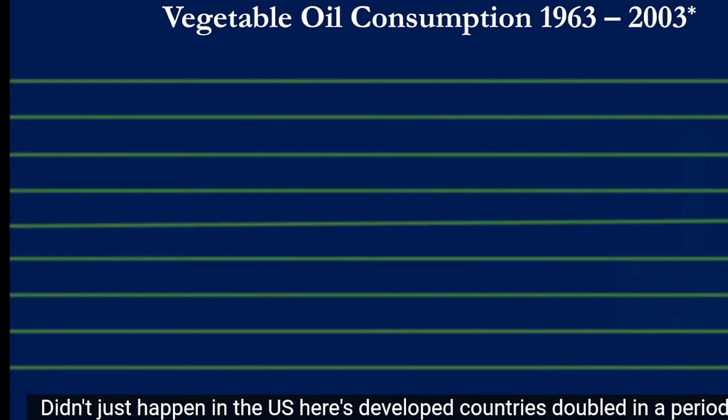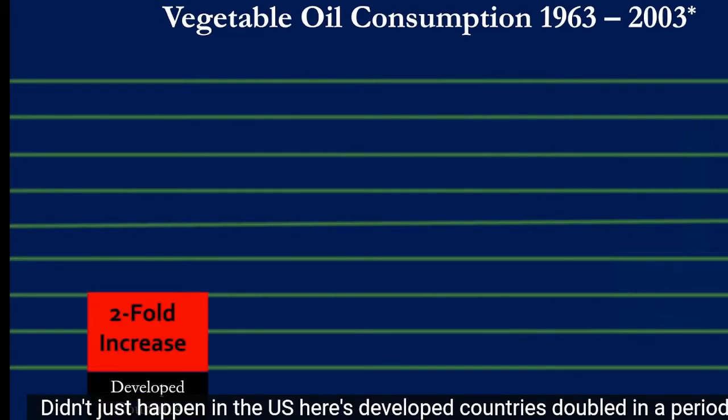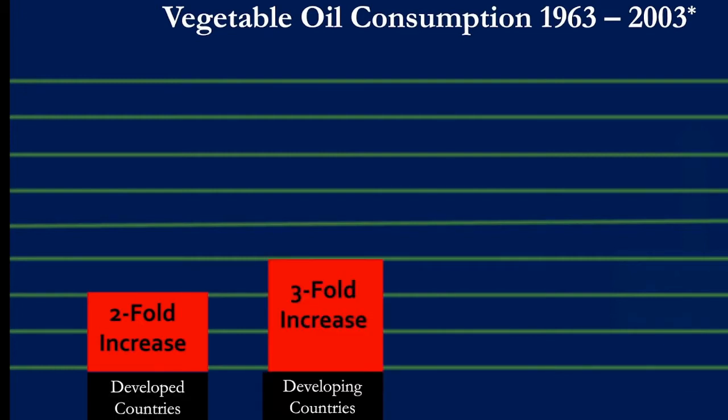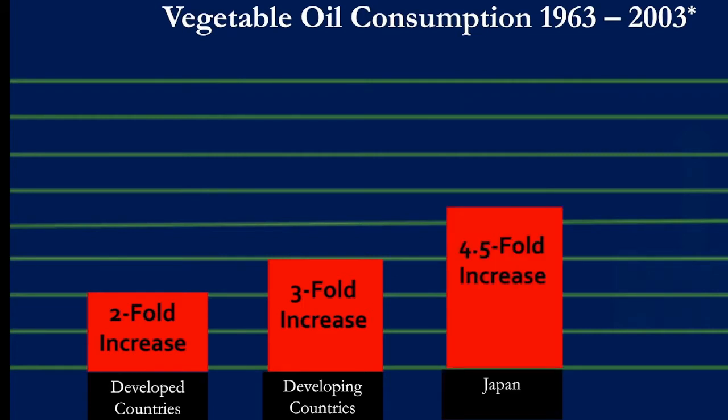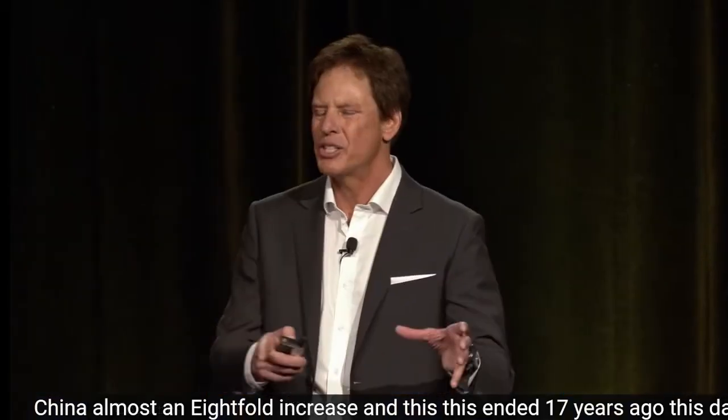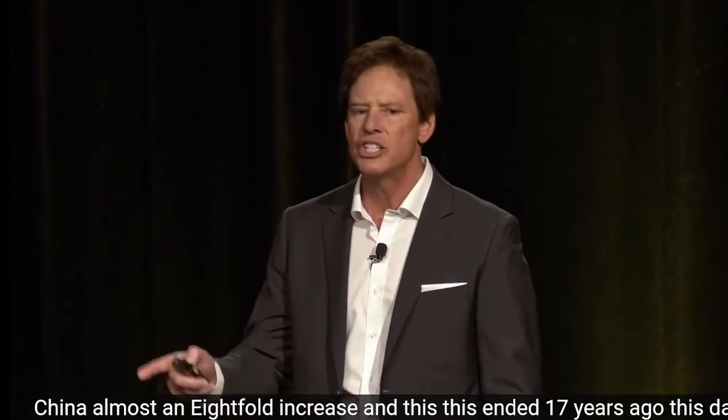This didn't just happen in the US. Here are developed countries, doubled in the period between 1963 and 2003. This is all around the world. Developed countries doubled. Developing countries tripled. Japan, for example, 4.5-fold. China, almost an 8-fold increase. And this data ended 17 years ago. Where are we today? The Asians are getting as sick as we are, right?